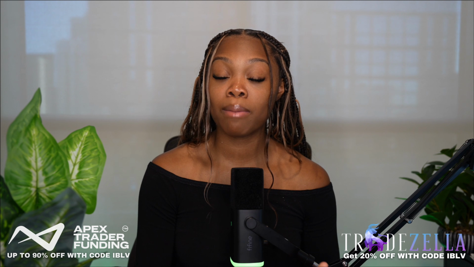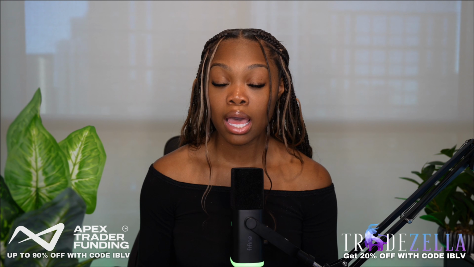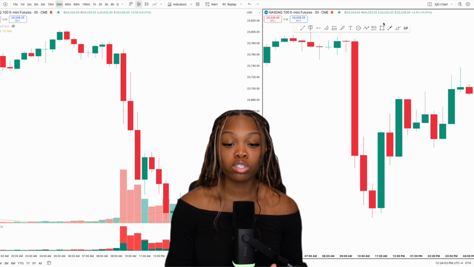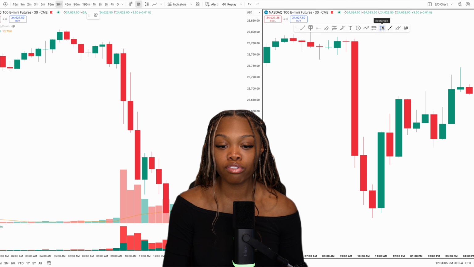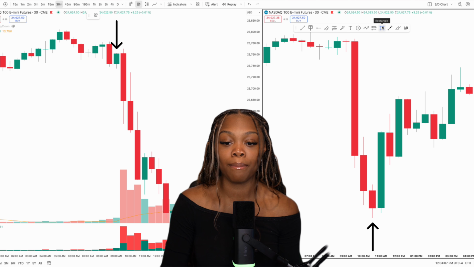So my process is a top-down analysis, meaning I usually start on the 4-hour and refine my levels all the way down to the 30-minute. But just to keep things simple, let's look at an example on the 30-minute chart. So to mark the zone, I'm actually going to be looking for the candle immediately before the imbalance move.